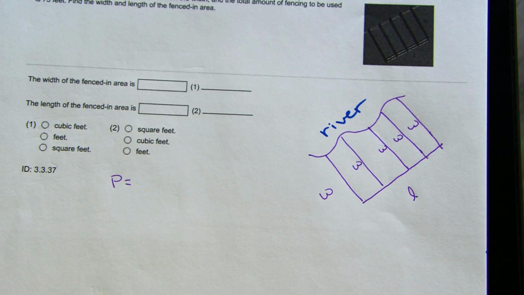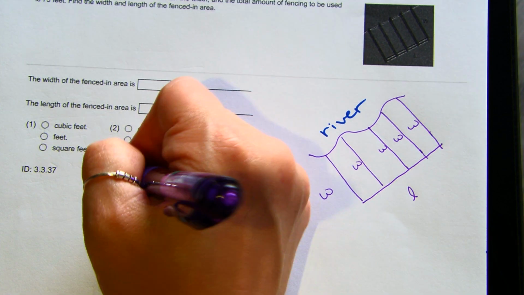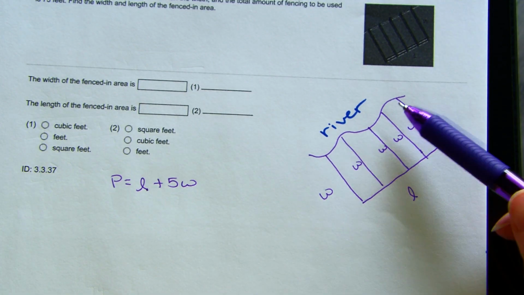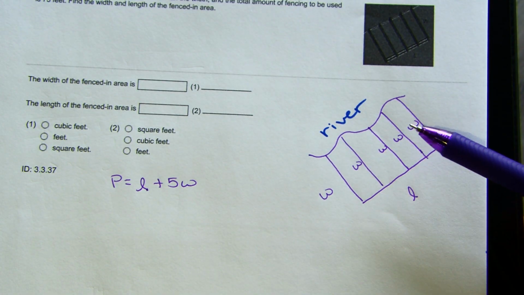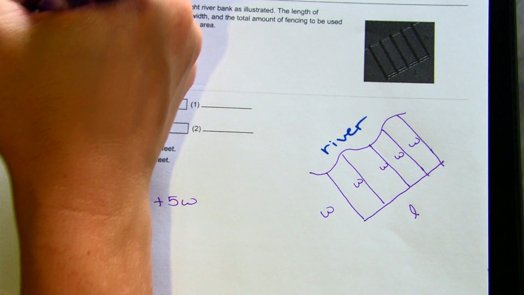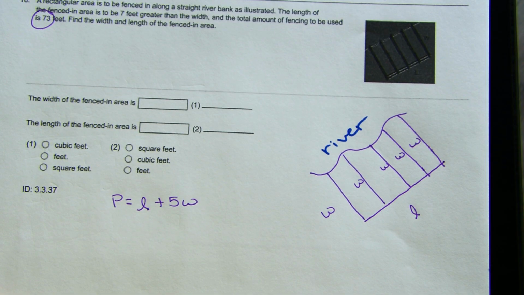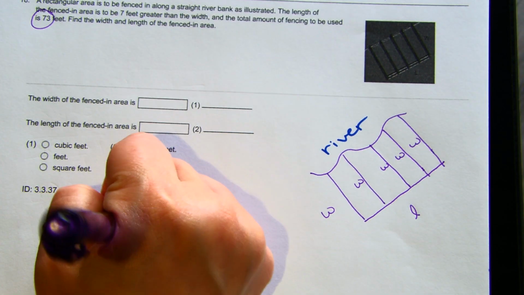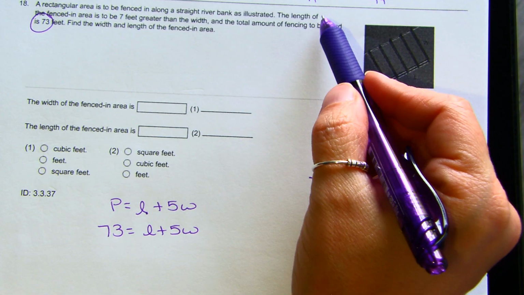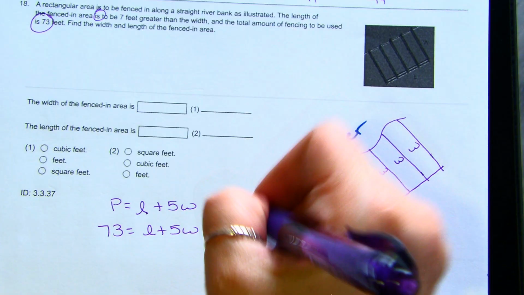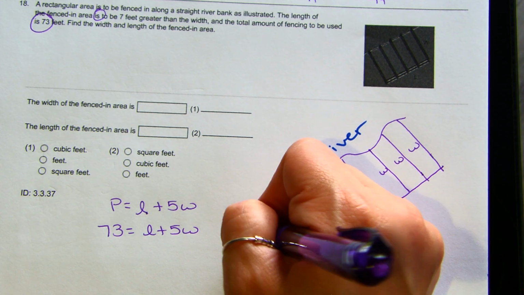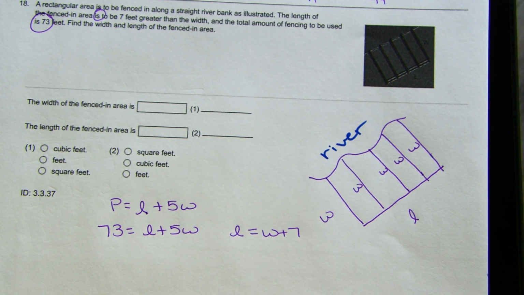And then it tells me the length of the fenced-in area is 7 feet greater than the width, so length is width plus 7. Actually, what we just had above was the width plus 7, but our formula in our total fencing is completely different. But what we're going to do is exactly the same. We still substitute. Instead of length, we're going to have width plus 7. So 73 equals width plus 7 plus 5W. W and 5W equals 6W.